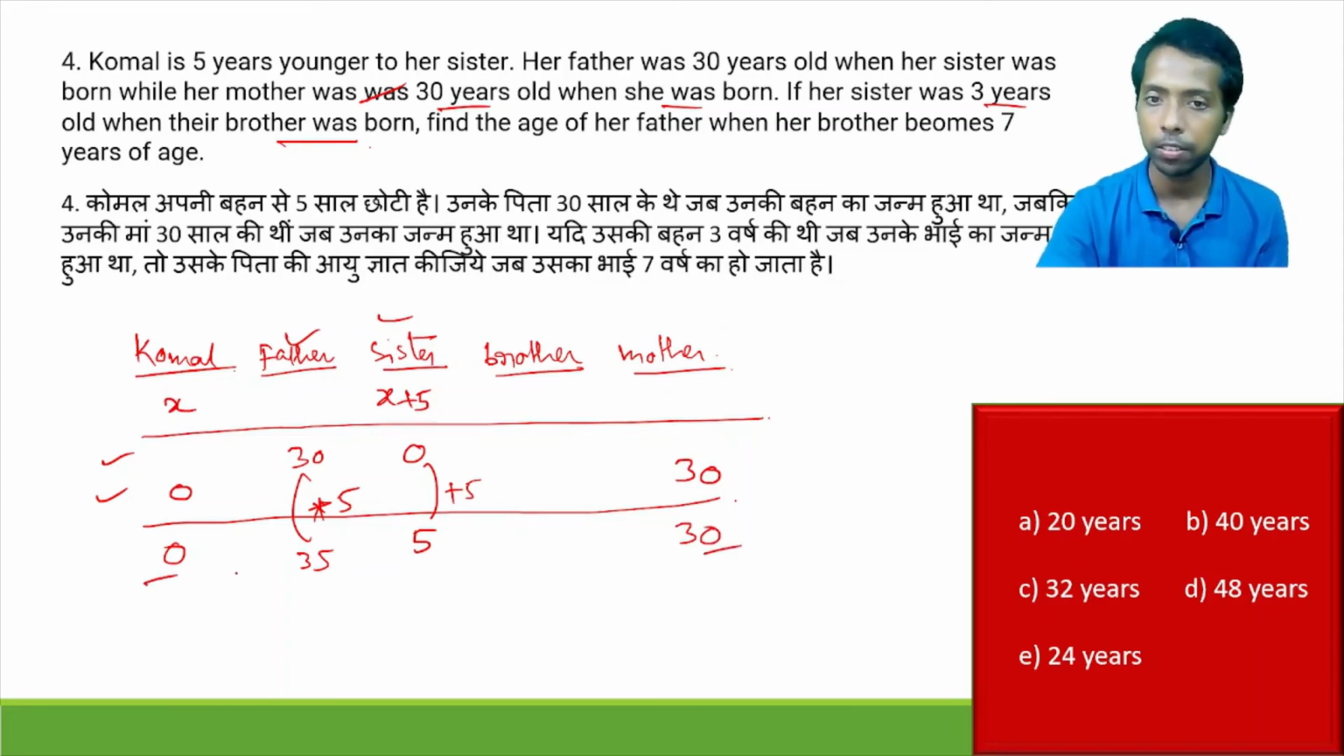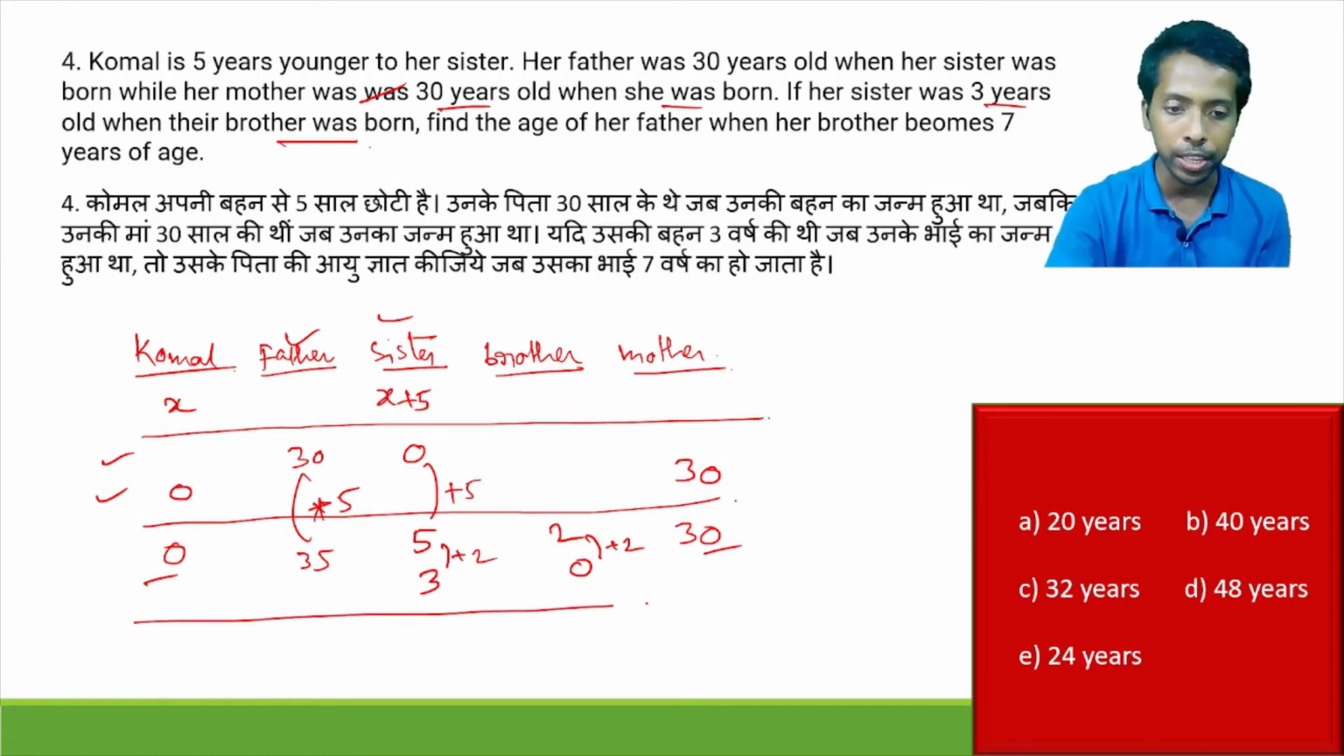So this condition is readily satisfied here. Now, if her sister was 3 years when their brother was born, now it's talking about this part, that is, if sister is at 3, then brother is 0. Now it's become plus 2. So obviously brother will also get 2 years more, that is 2 here, right?